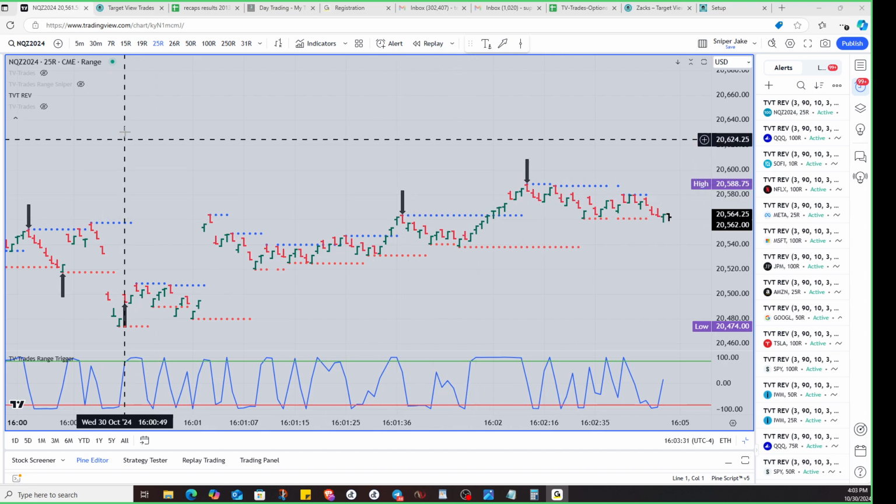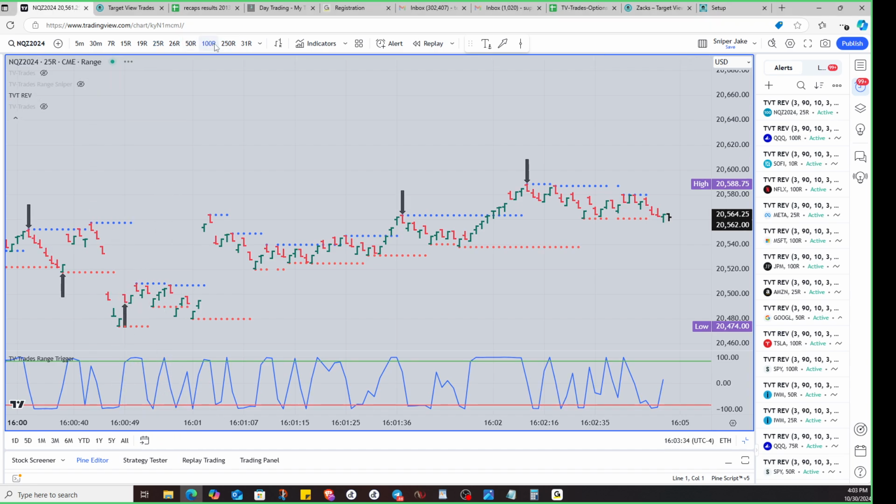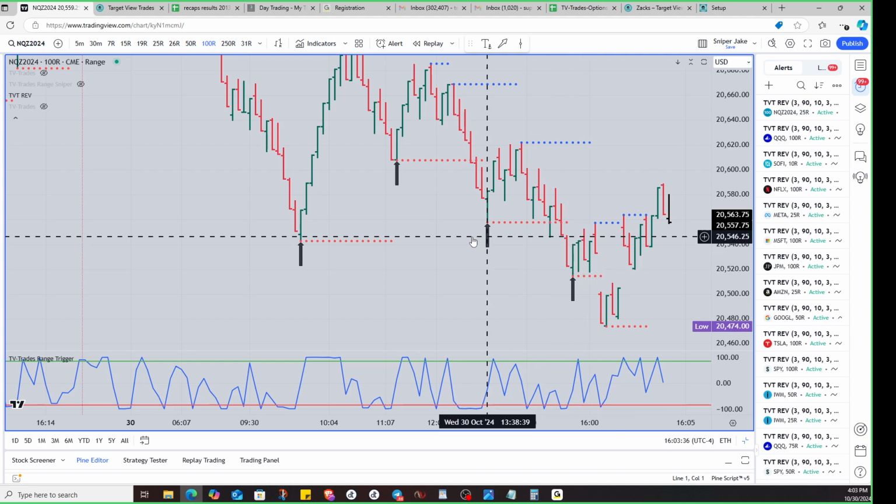But it works great with everything. It's not just futures. If you go to a larger time frame, it works great with the larger time frames.